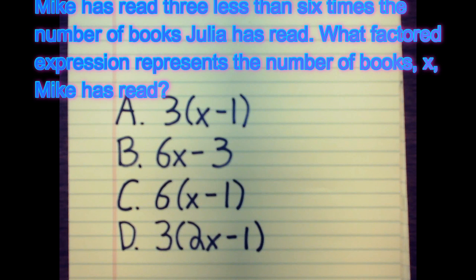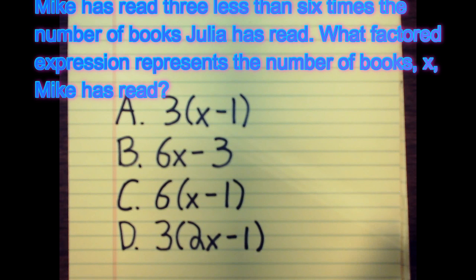Okay, there's a couple keys in this question that we've got to make sure we pay attention to. The question wants us to have a factored expression. So first let's see what our expression would look like initially. If we look at this, we have 3 less than 6 times the amount of books. So we know that we need to start with the amount of books because we have to take away from that. That's what the less than means.